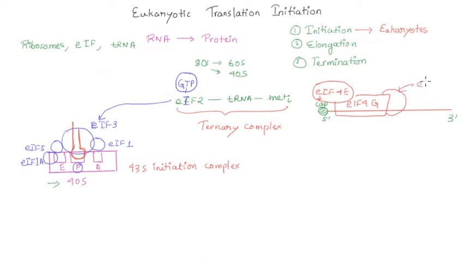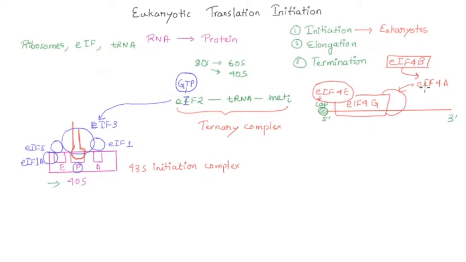So this is EIF4A, which binds to EIF4G and the mRNA. Now once these three initiation factors are bound to the mRNA, another factor called EIF4B stimulates EIF4A, which was previously bound to the mRNA and EIF4G, to have a helicase activity which gets rid of the secondary structure near the 5' end of the mRNA.